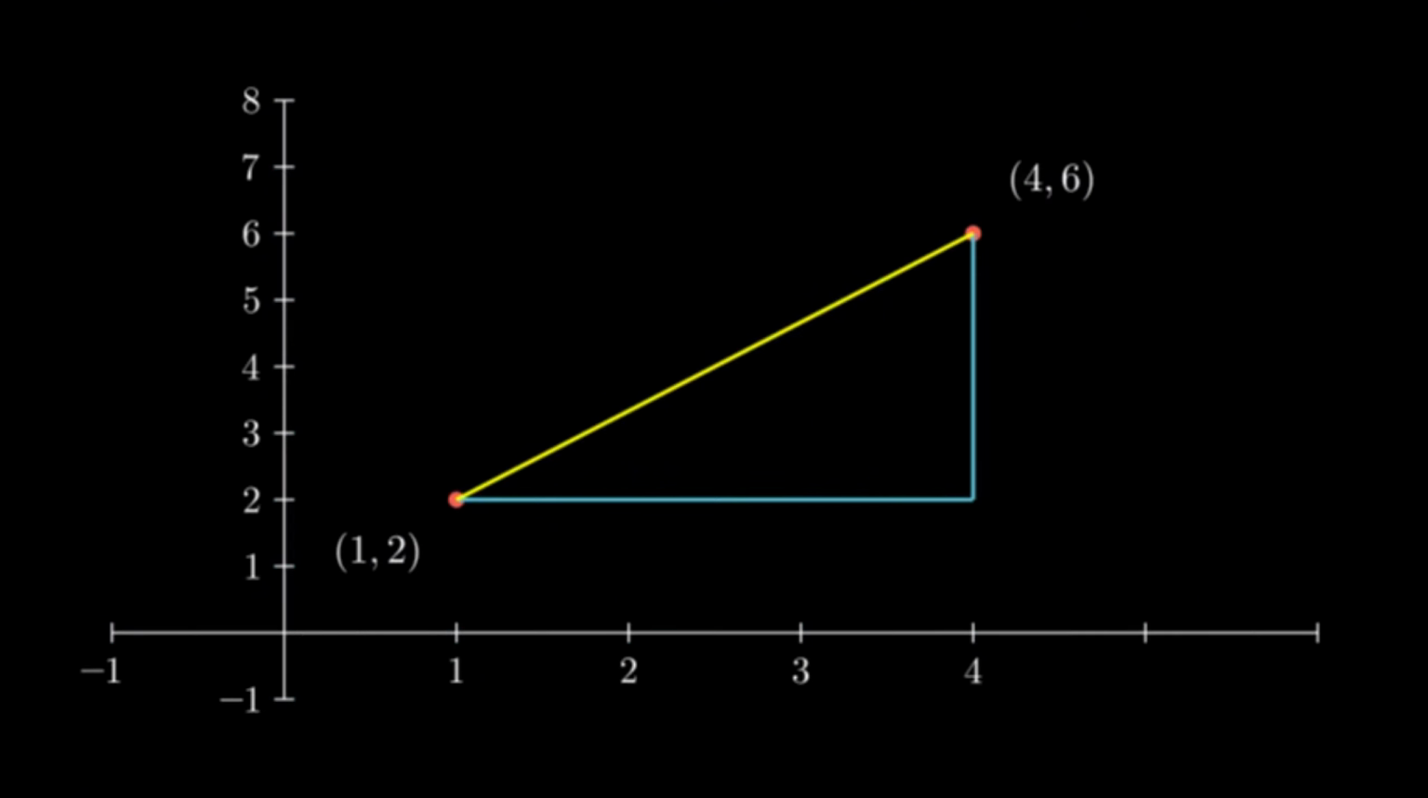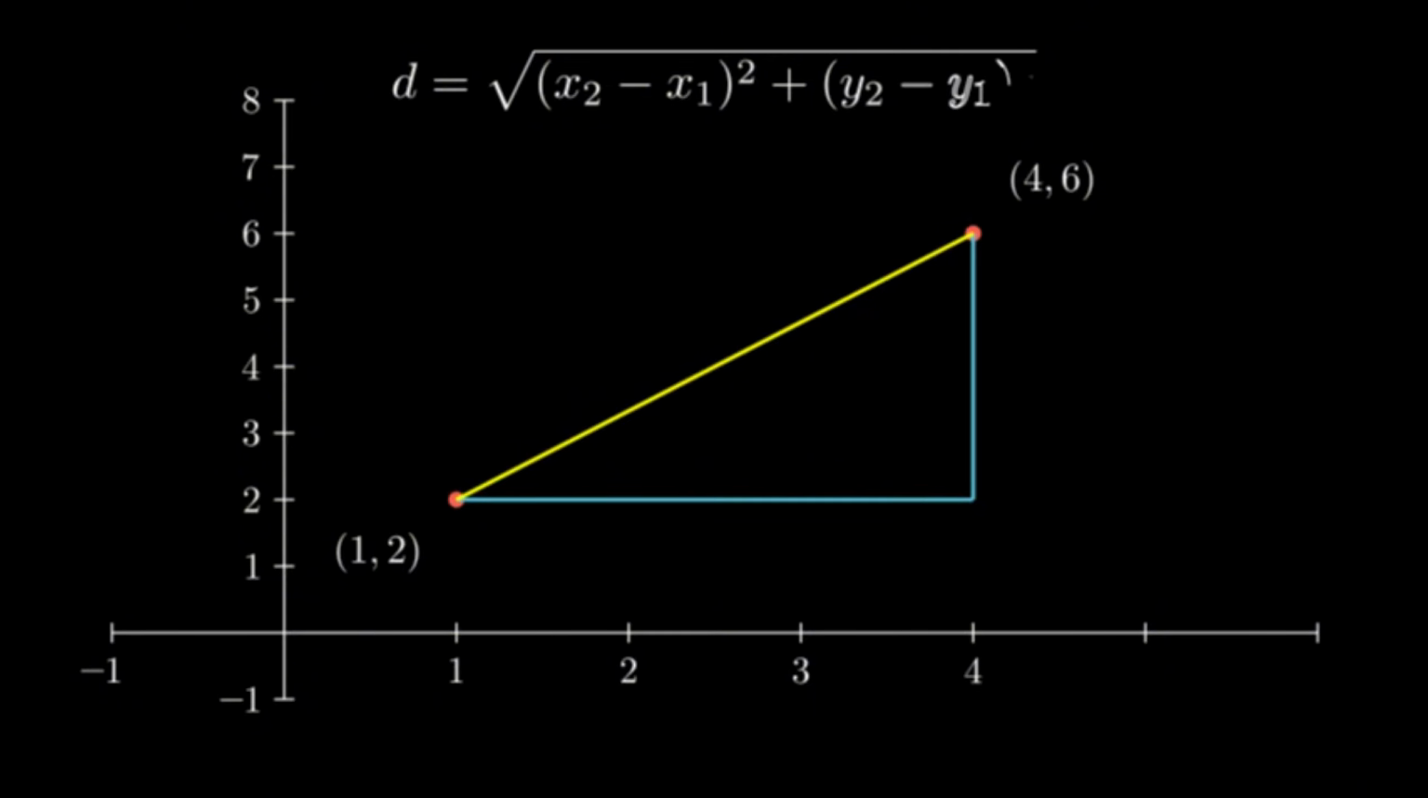Let's look at how to calculate the exact distance between 2 points in a coordinate plane. Here we have the points (1, 2) and (4, 6) plotted on our coordinate system. To find the distance between these points, we'll use the distance formula, which is derived directly from the Pythagorean theorem. The formula states that the distance d equals the square root of the quantity (x2 minus x1) squared plus (y2 minus y1) squared. Let's substitute our coordinate values into this formula.